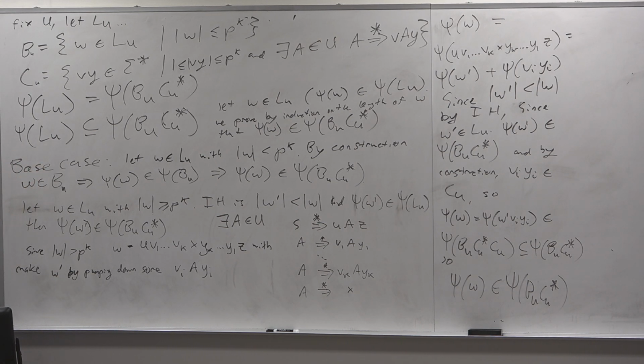Questions on this direction of the proof. And in fact, this is the hard direction. We believe now this should be true, right? That the frequency of LU is a subset of BU, CU star. Okay?